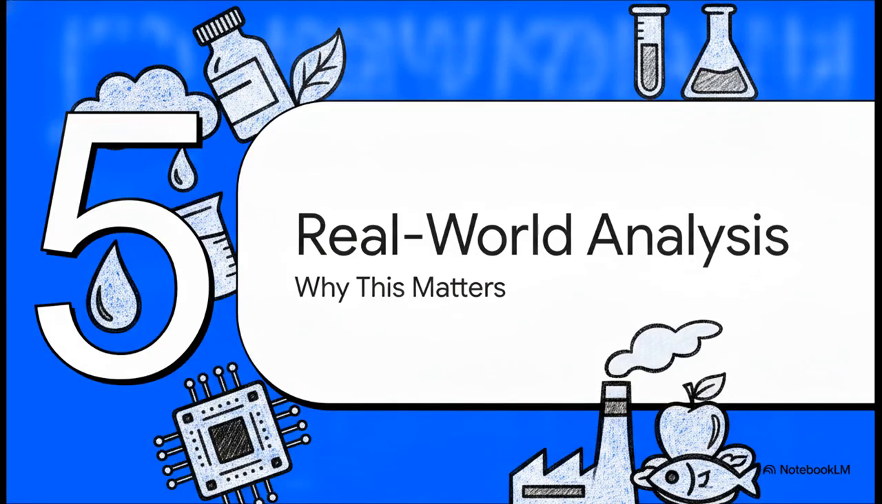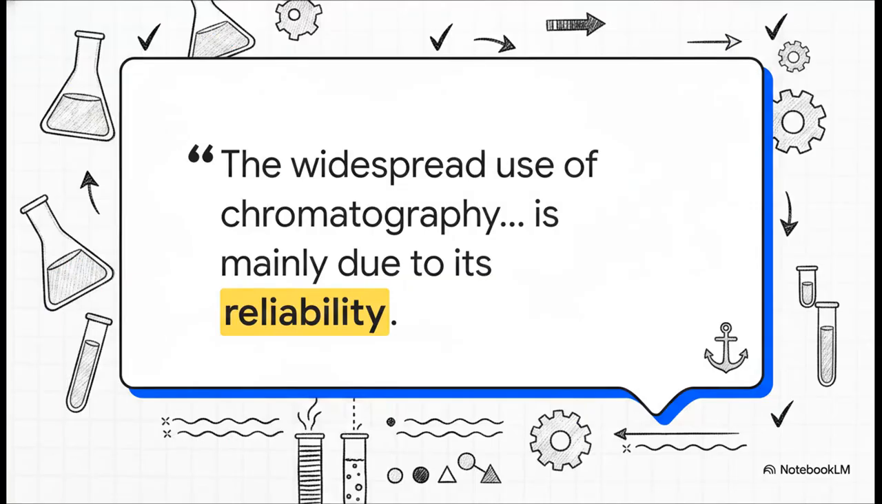Section 5. Real-world analysis, why this matters. As our source material perfectly points out, the widespread use of chromatography in quantitative analysis is mainly due to its reliability and to its use in standardized analyses. By meticulously controlling that mobile phase and leveraging that predictable ionic displacement we talked about, scientists have created an incredibly dependable system. It's truly the bedrock of modern quantitative analysis.